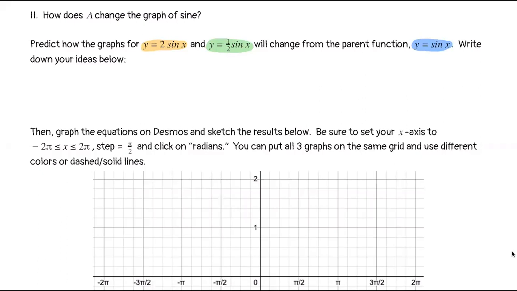Okay, so we've got a couple of ideas. The y value of a parent function, they're going to be multiplied by those numbers. Okay, that we compress the waves. Gloria, can you tell us more about what you mean by compress the waves?